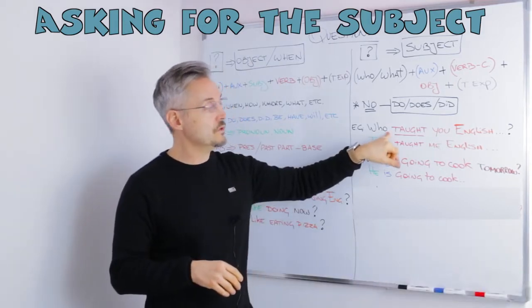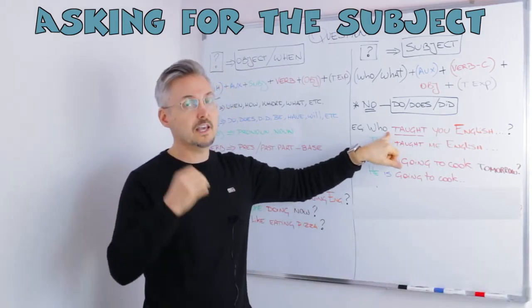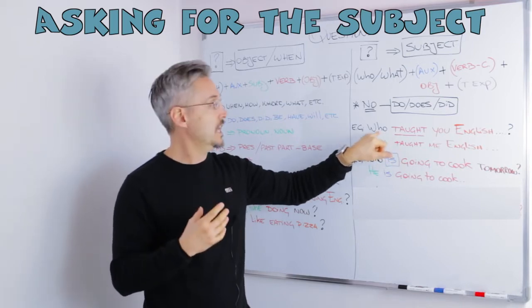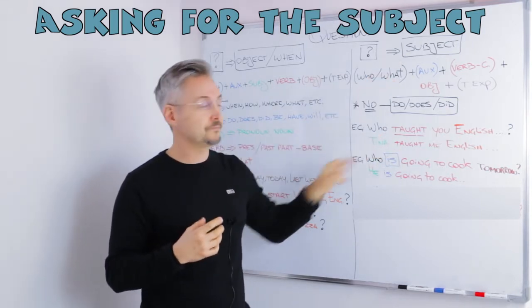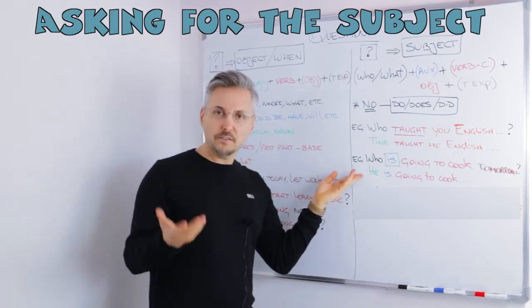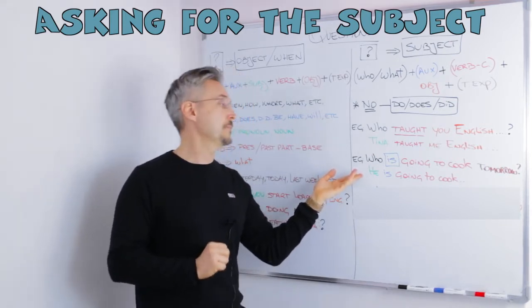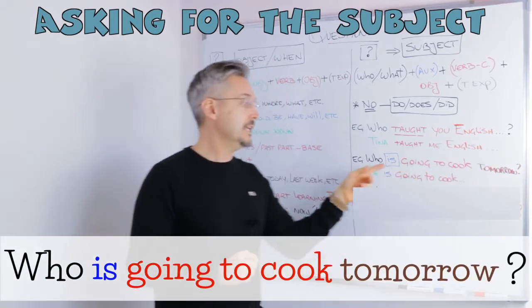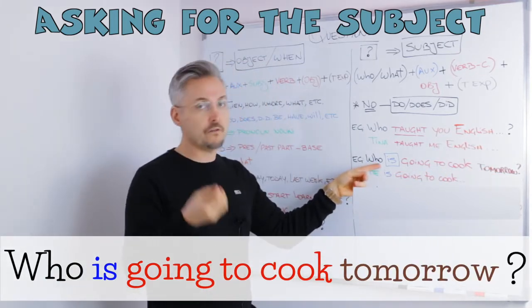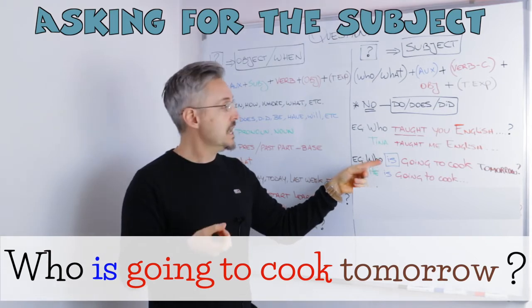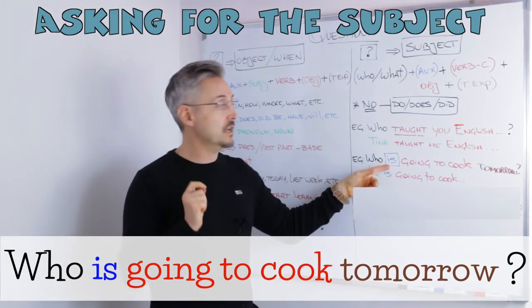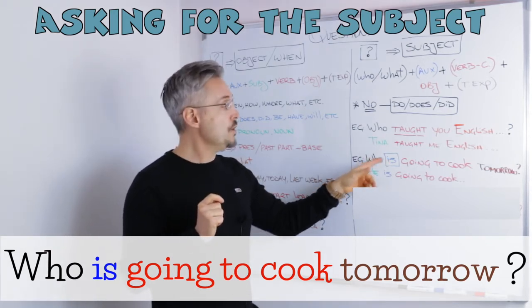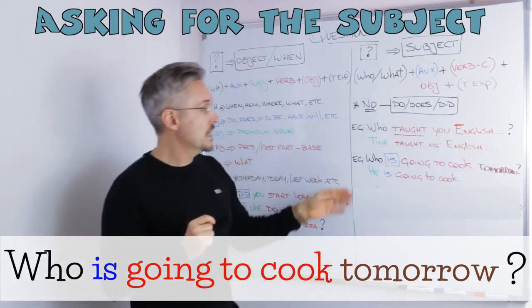So as you can see, we do not use the auxiliary did in a subject question. Let me give you another example with the auxiliary. Who is going to cook tomorrow? In this case, we ask for the person, for the subject, but we need the auxiliary to be.